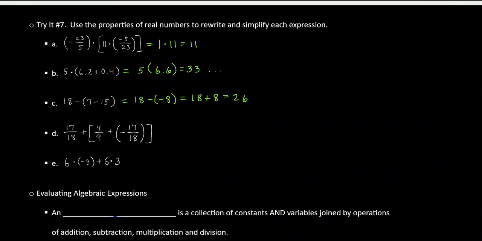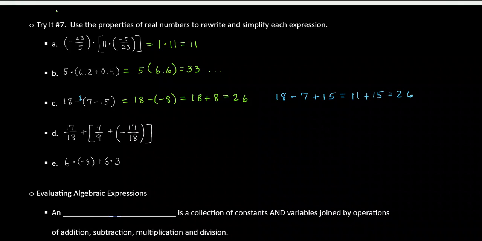26. If you did the distributive property to solve it, you have to be careful here and kind of assume this negative here is like a negative 1. So you do 18, and then negative 1 times 7 is a negative 7, and a negative 1 times negative 15 is a plus 15. And 18 minus 7 is 11, plus 15 gives you the same answer.